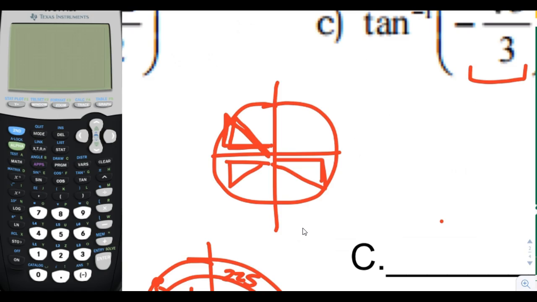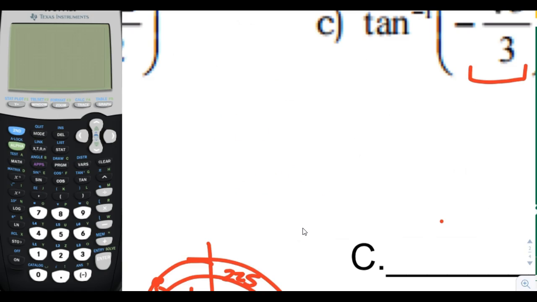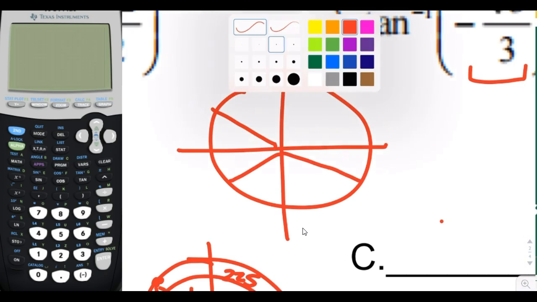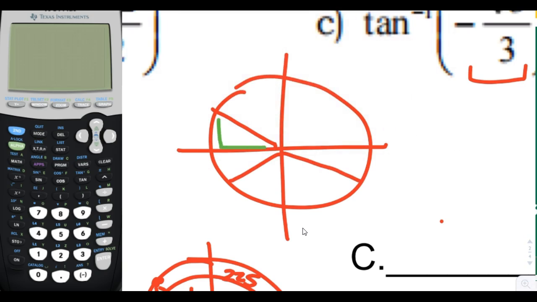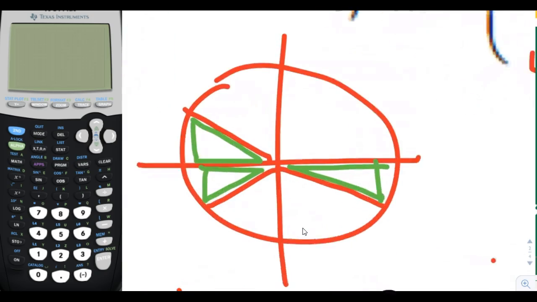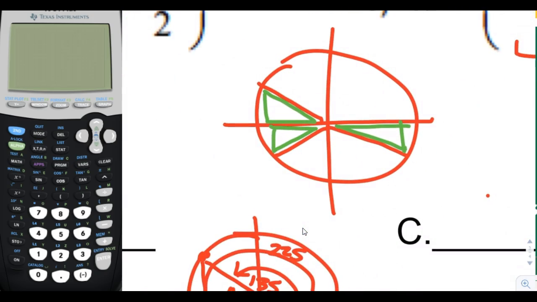I'm going to draw a bigger picture, and I'm going to draw this angle, this angle, this angle. These are all possibilities. And I'm going to draw reference triangles in green. Each one of these reference triangles is a 30-degree triangle. Now, I'm looking for a triangle with a negative tangent. If it's a negative tangent, I'm going to use a different color.